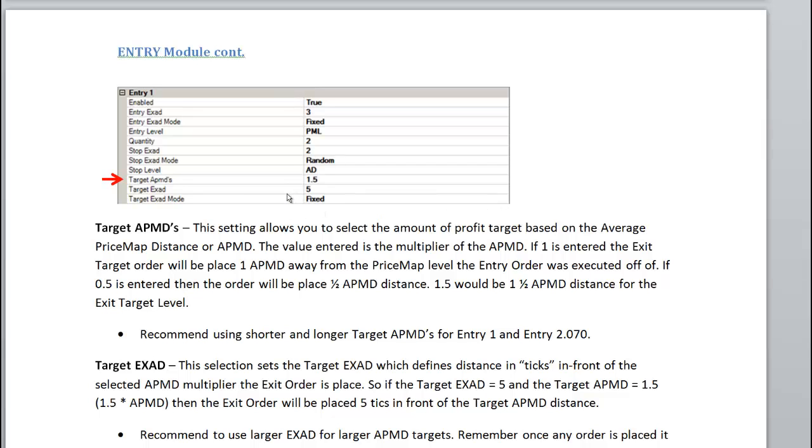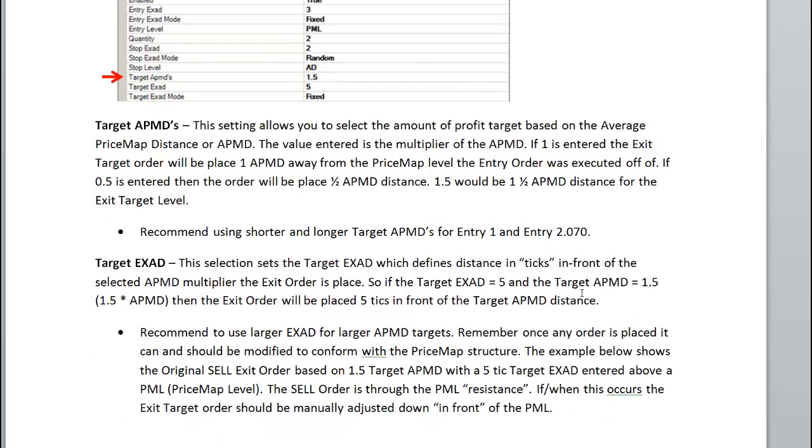The target is going to work a little differently. So the target's based off an average price map distance, or APMD. And this is a multiplier of that. So this is going to go for 1.5 APMDs. And on that target, we're going to adjust it by 5 ticks. And it's going to be fixed. So it's always going to be 5 ticks in front of 1.5 APMDs. Whatever 1.5 APMDs comes out to be, it's going to subtract 5 ticks from that.